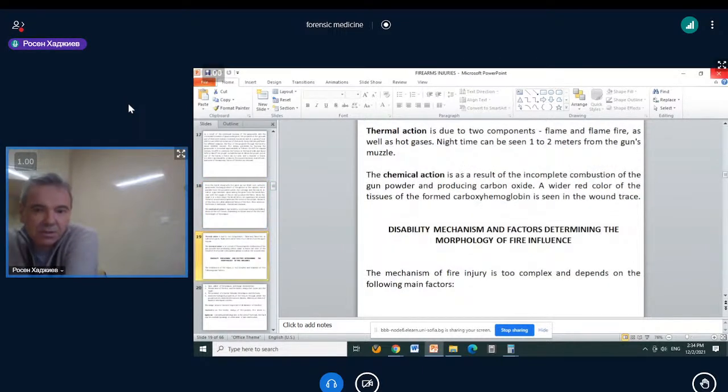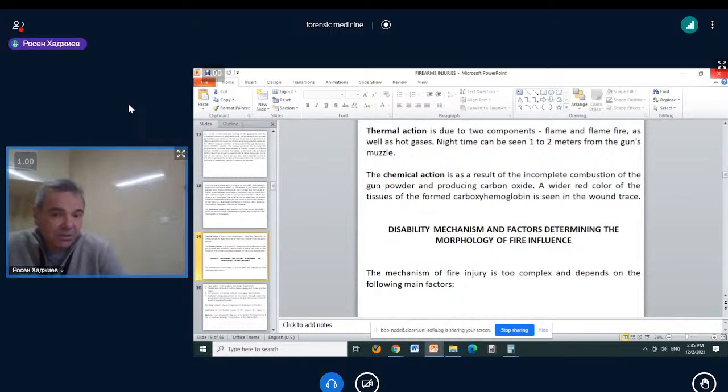Thermal action. We said before that the temperature is up to 3,500 degrees. That's why it's more than obvious that the projectile will have a thermal action.